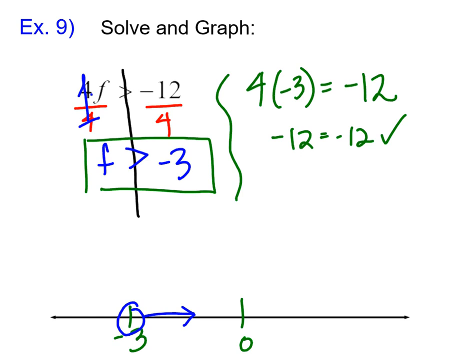Hopefully this video has explained one-step inequalities to add, subtract, multiply, and divide, how we work with them, and when to flip the sign over. Good luck.